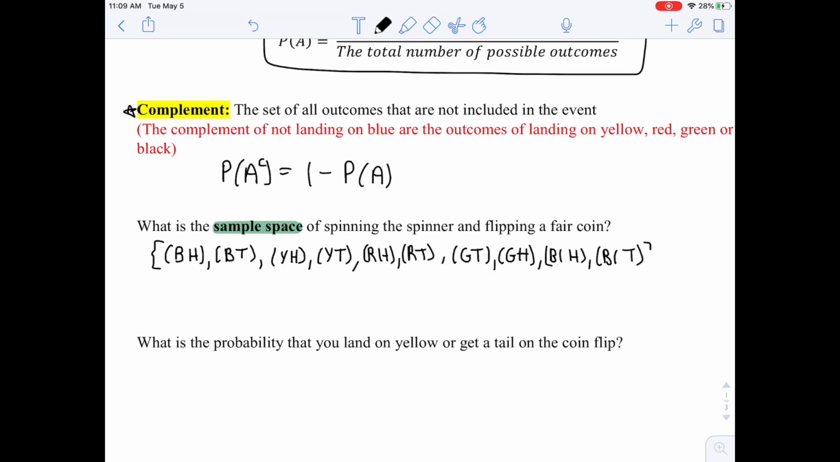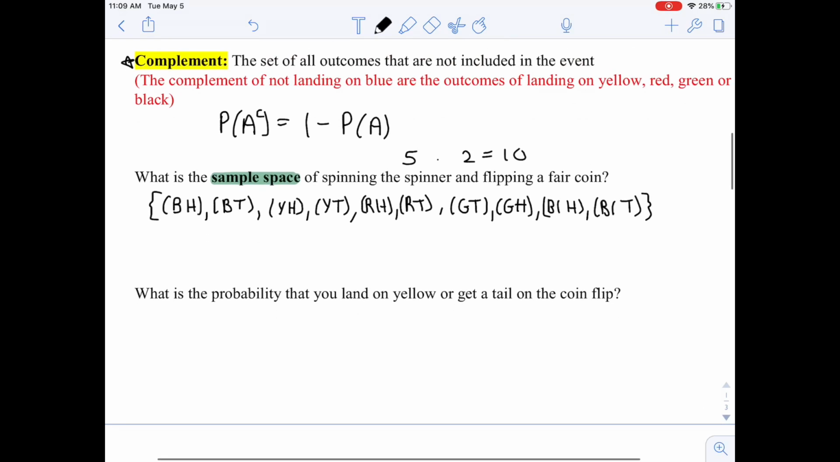Okay, so those are our 10 different outcomes. And if you think about it, that kind of makes sense that there's 10, because we'd call the spinner and the coin independent events. So there's 5 ways for the spinner, 2 ways for the coin, should give me 10 different events. So what is the probability that you land on yellow or get a tail on the coin flip?